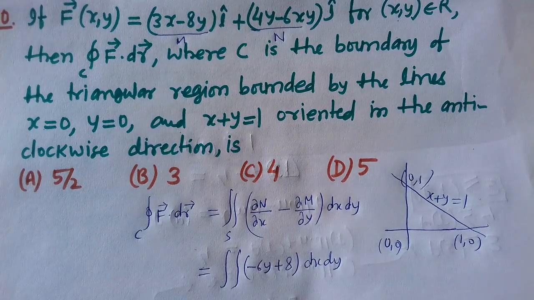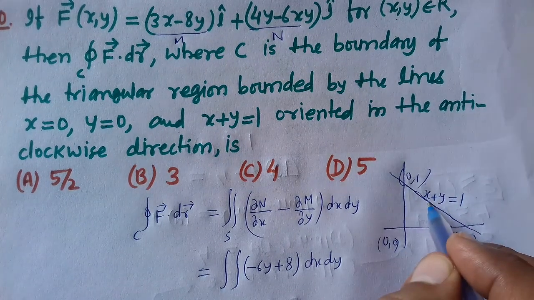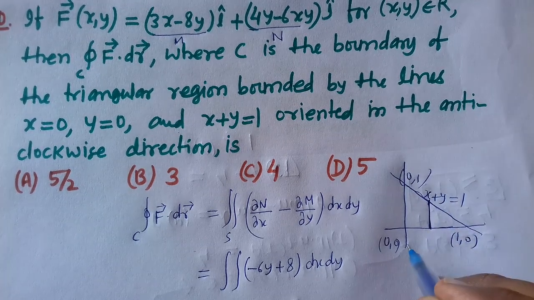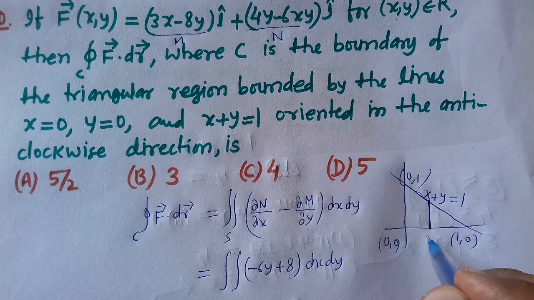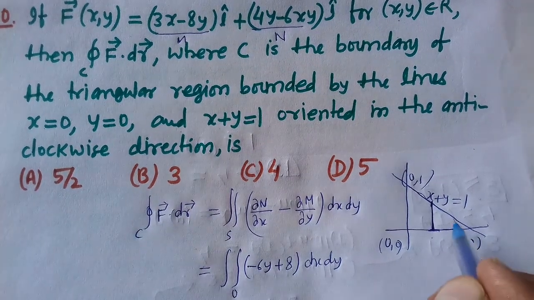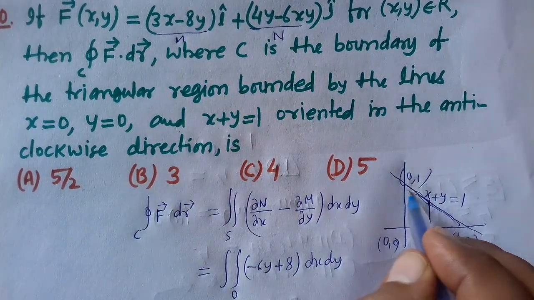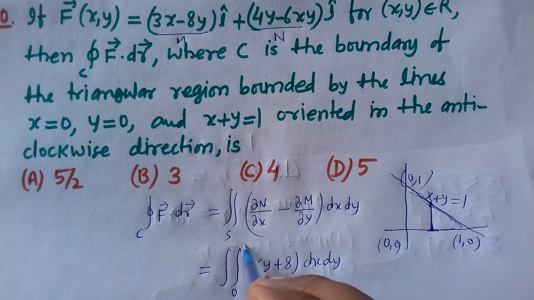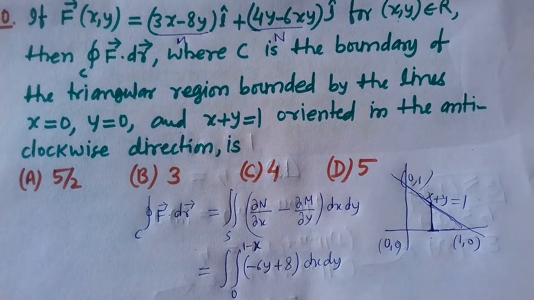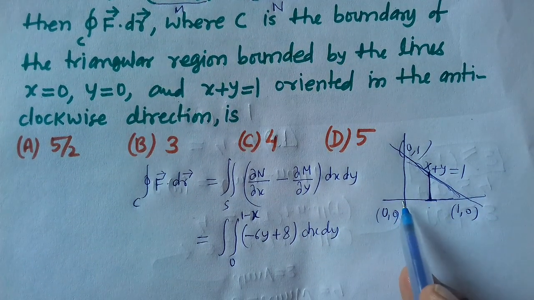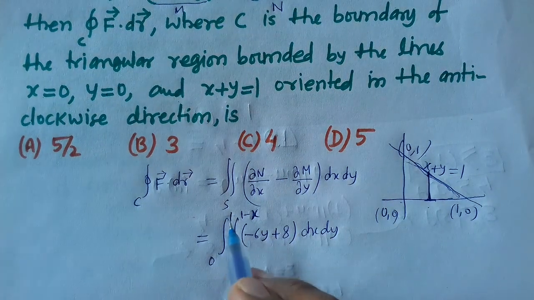Now first we put the limit for y. This is the graph. Take an arbitrary point on it, then just draw a vertical line, because we are going to put the limit for y. You see y goes from 0 to this line. For this line, y equals 1 minus x, so here will be 1 minus x. Now we put the limit for x. You see that this line goes from 0 to 1, so here will be 0 to 1.